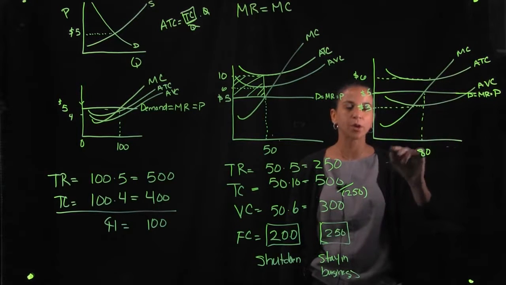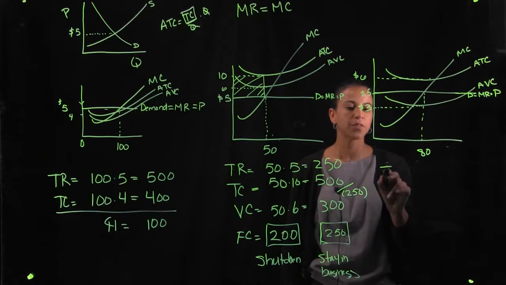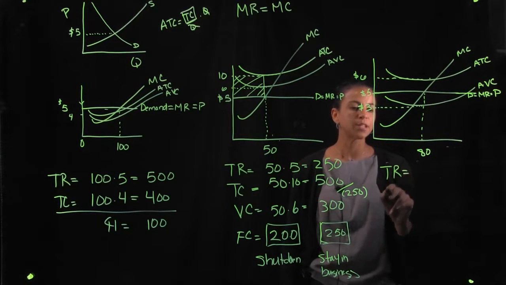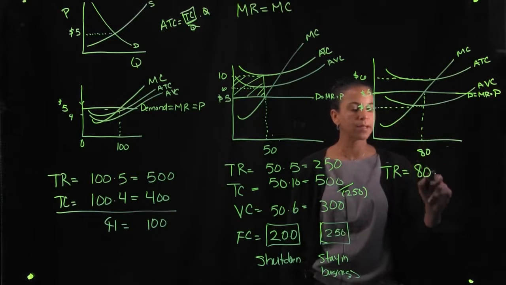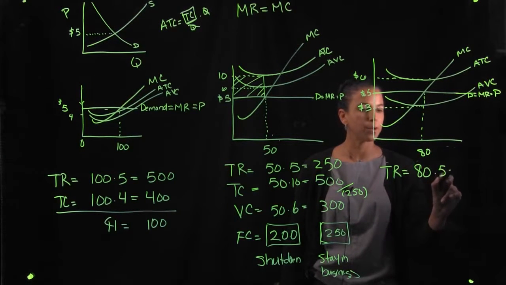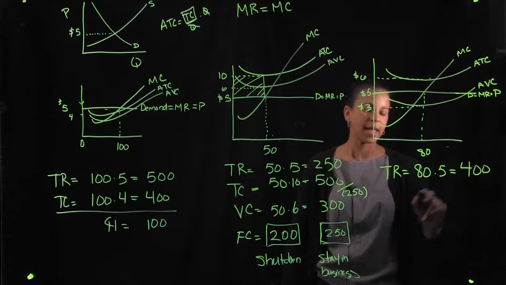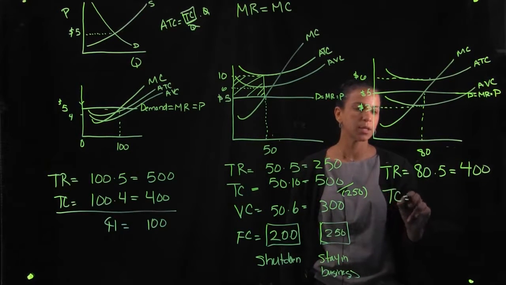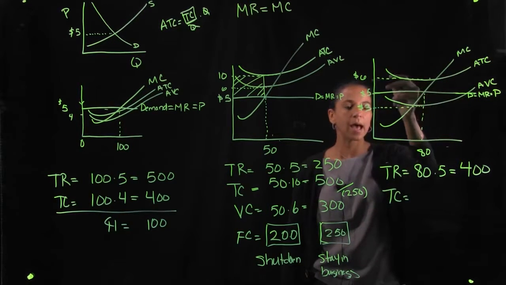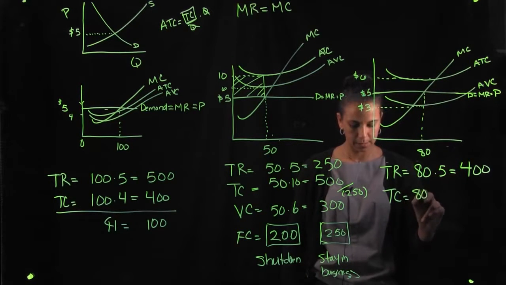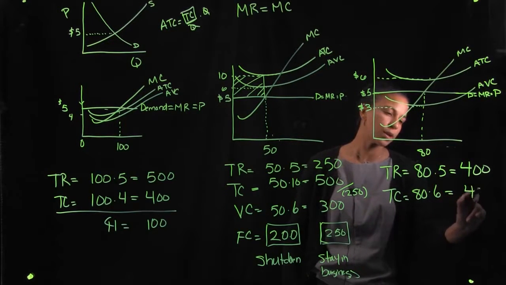Looks different from the other ones. Let's figure out what this firm should do. So my total revenue is going to be the 80 units times the price. So I will end up with, they can make a total revenue of 400, and their total cost, you're reading this saying, okay, at 80, what is the total cost per unit? I know it's going to be 80 times 6, which is going to be equal to 480.